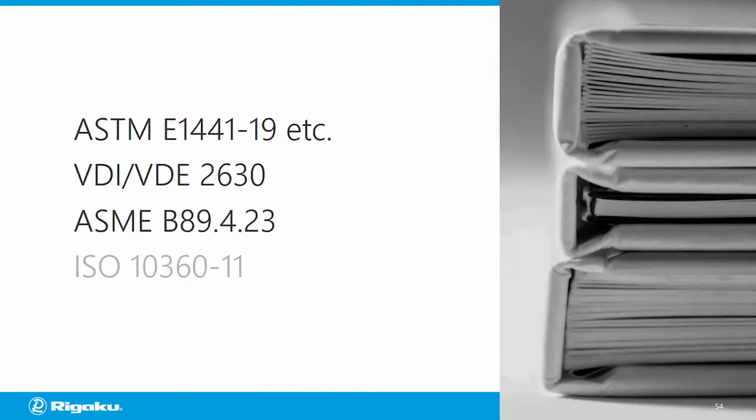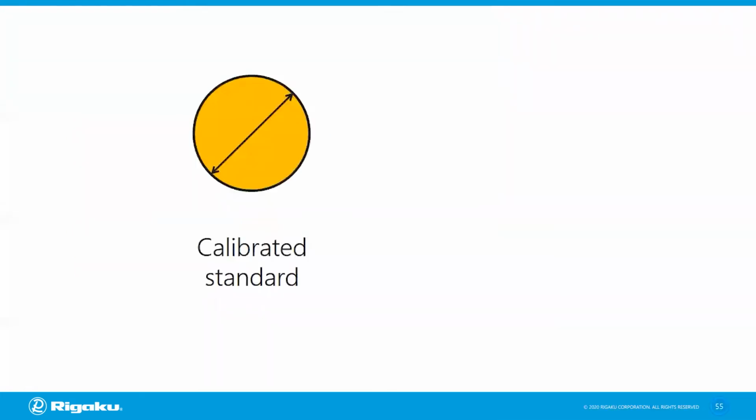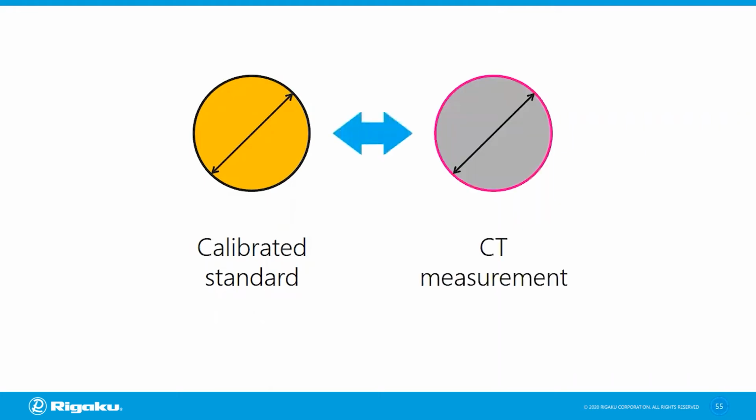In this webinar, I'm going to just talk about the concept of how we can evaluate the accuracy of this technique. So what you do is to take a calibrated standard, a sphere with a known diameter, for example, and measure that diameter using your X-ray CT scanner and software, and compare the two. And when you do this, most likely you're going to see systematic shifts between the two. And it's very important that you correct those systematic shifts.